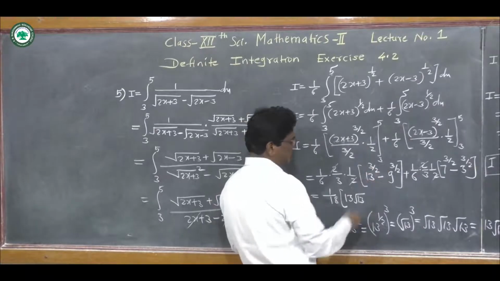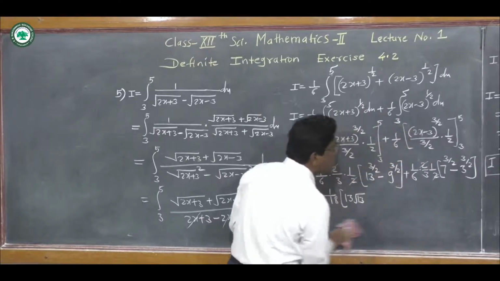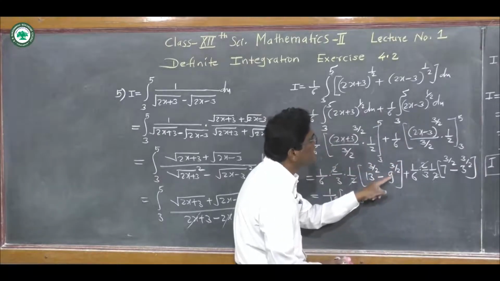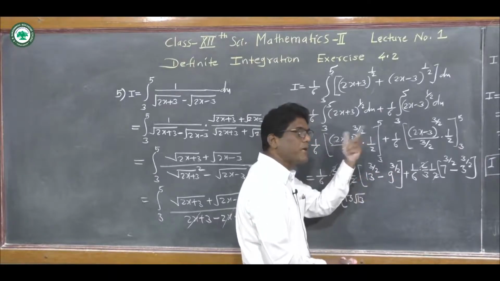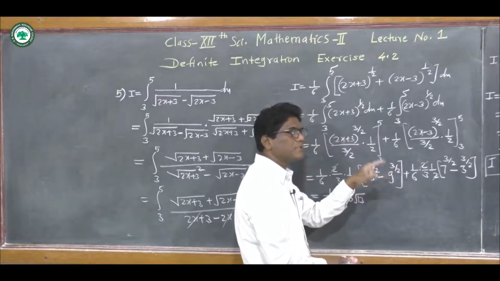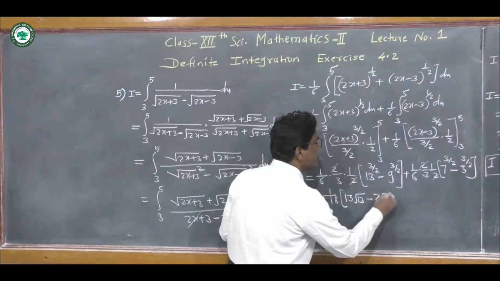Now here 9 to the power 3 by 2. Firstly take the square root of 9, and then third power. Square root of 9 is 3 and 3 to the power 3, 3 into 3 into 3. 3 3s are 9. 9 3s are 27. So it is minus 27.